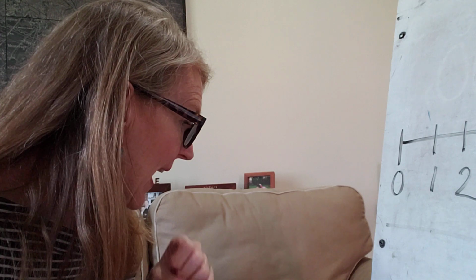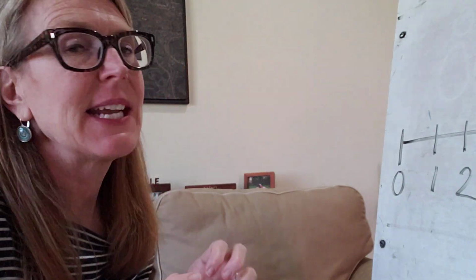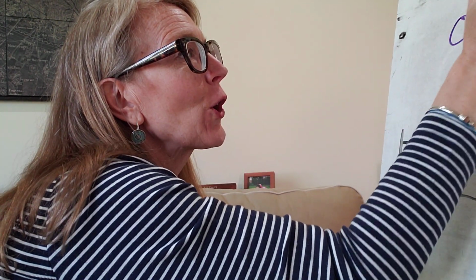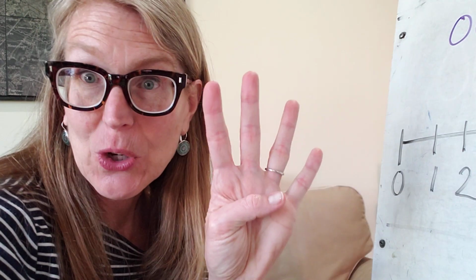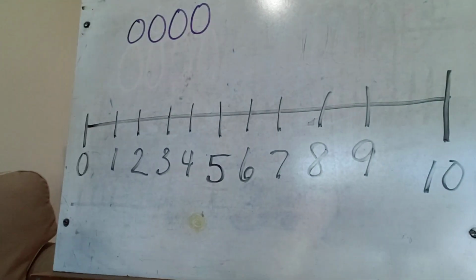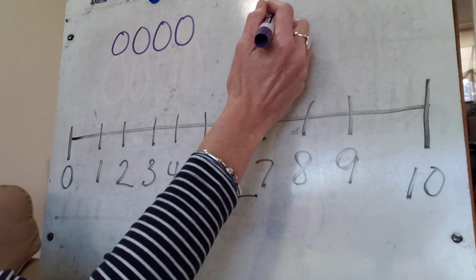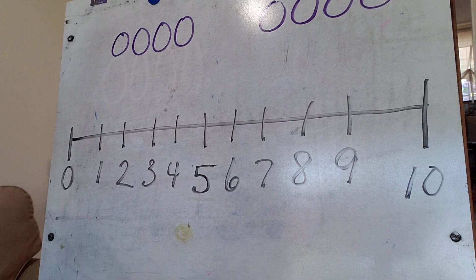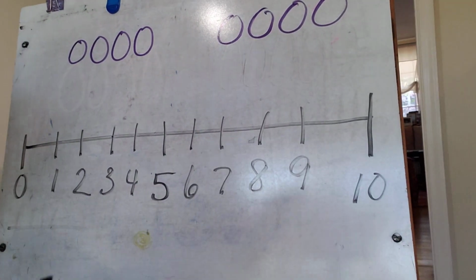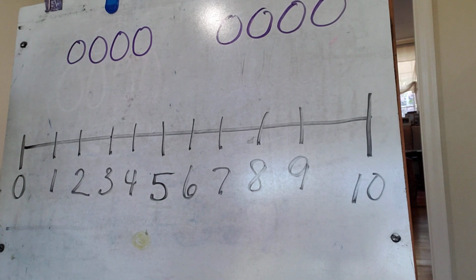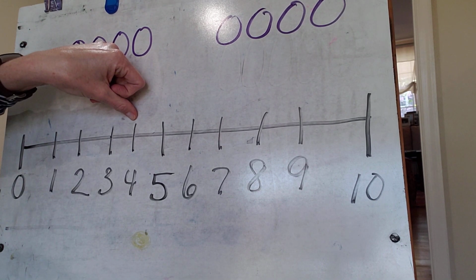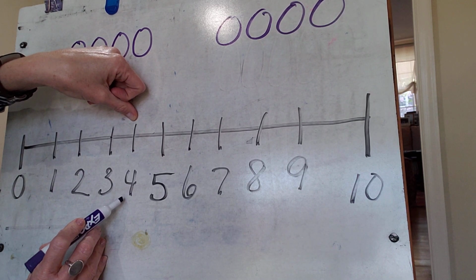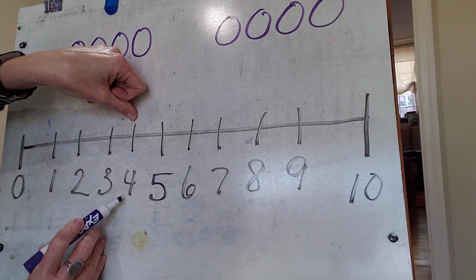All right, so I'm going to say that I have 4 cookies, okay? I have 4 cookies. And I'm going to turn you so you can see my screen again, okay? My friend has 4 cookies, okay? I want to know how many cookies we have all together. So I'm going to go to my number line, and I'm going to put my finger on the 4 because that's how many cookies I have to start. I have 4 cookies, so I'm going to start right at 4.